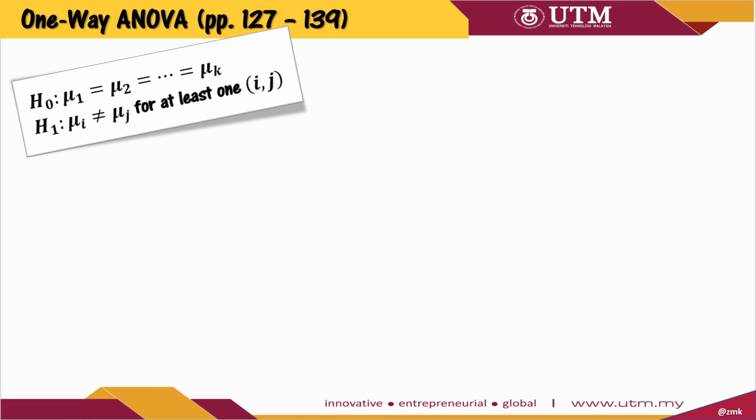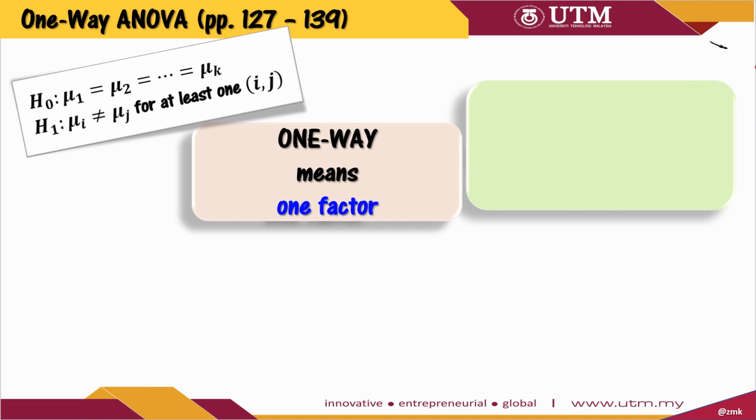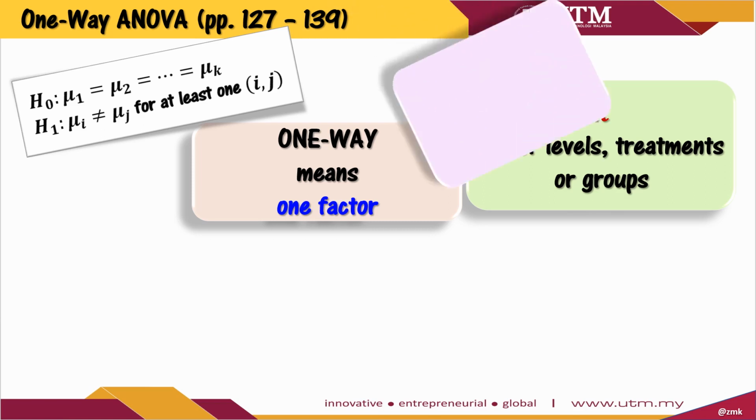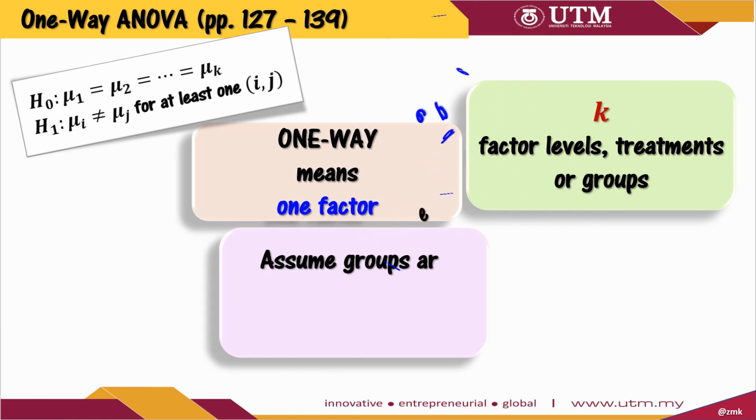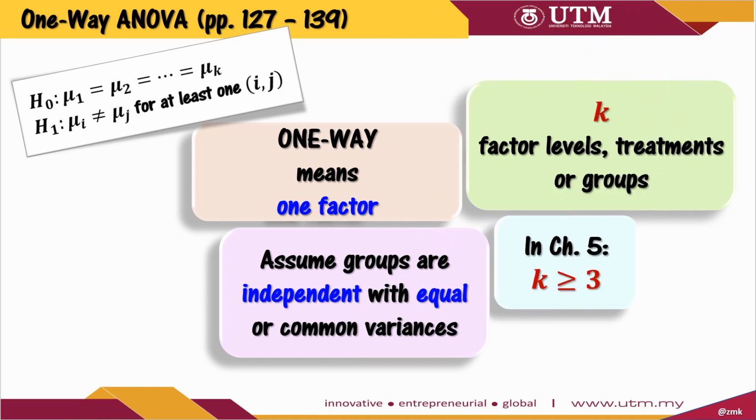Here, one-way means one factor. The notation K refers to K factor levels or treatments or groups. For example, if we want to test if there is any difference between four population means, then K is 4. We assume that the groups are independent but share the common variances. For this chapter, the value of K should always be at least 3. If K is 2, then a t-test approach in Case 3A from Chapter 4 should be used.